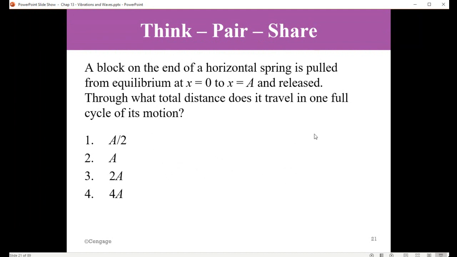Check your understanding. A hook on the end of a horizontal spring is pulled from equilibrium at x equals 0 to x equals a and released. Through what total distance does it travel in one full cycle of its motion? We have these suggestions. Any suggestion? So it is 2a in this case. This will be the total distance in one full cycle. In one full cycle, you have 2a, to minus a, then to plus a, together it is 2a.